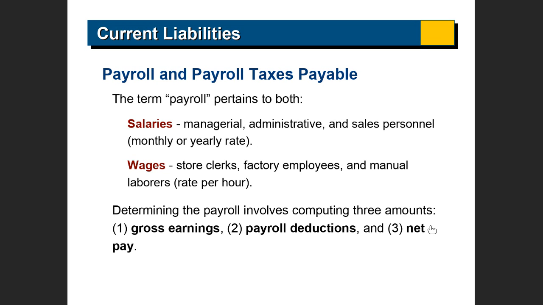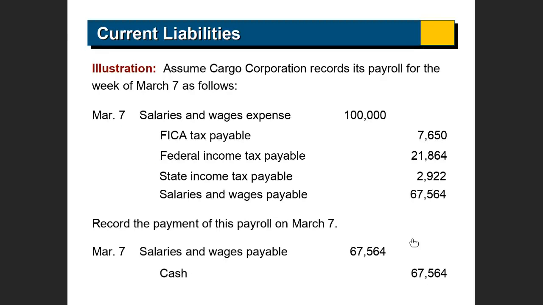So let's take a look at this entry here, journal entry here. You have salaries and wages, 100,000, right? And you have three different types of taxes here. The FICA tax, the federal income tax, and the state income tax, okay? These three taxes, there are three different types of taxes. FICA is Social Security and Medicare tax. It's 7.65% paid by the employee.